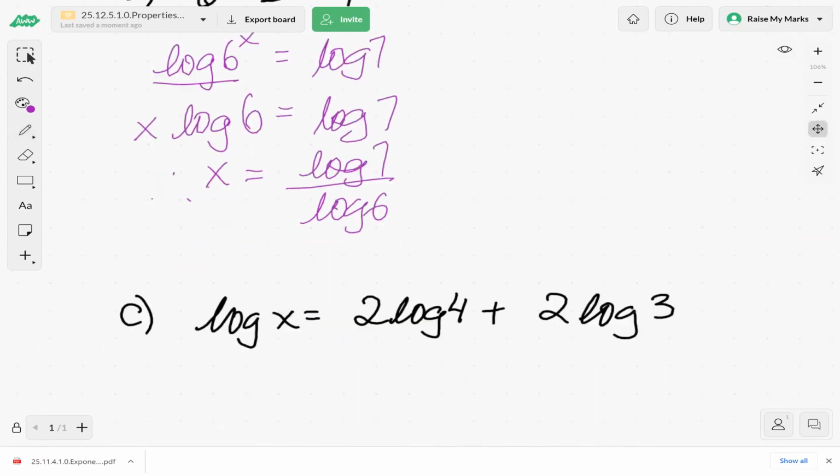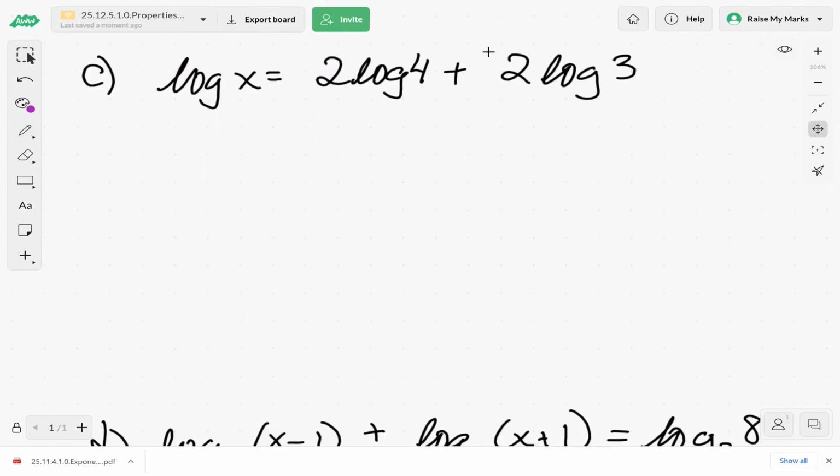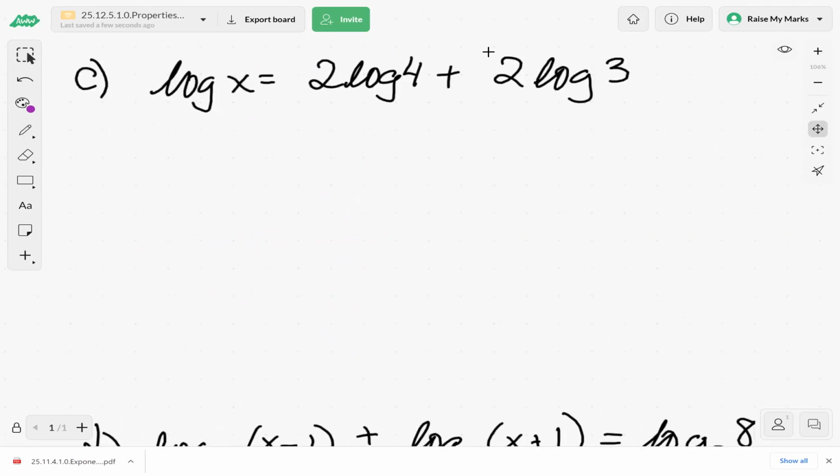All right, next one. We have log x equals 2 times log 4 plus 2 times log 3. Recall that if you don't have a number or a value for the base here, then we assume the base is 10. Okay, so let's look at the right-hand side and apply some properties of logarithms.